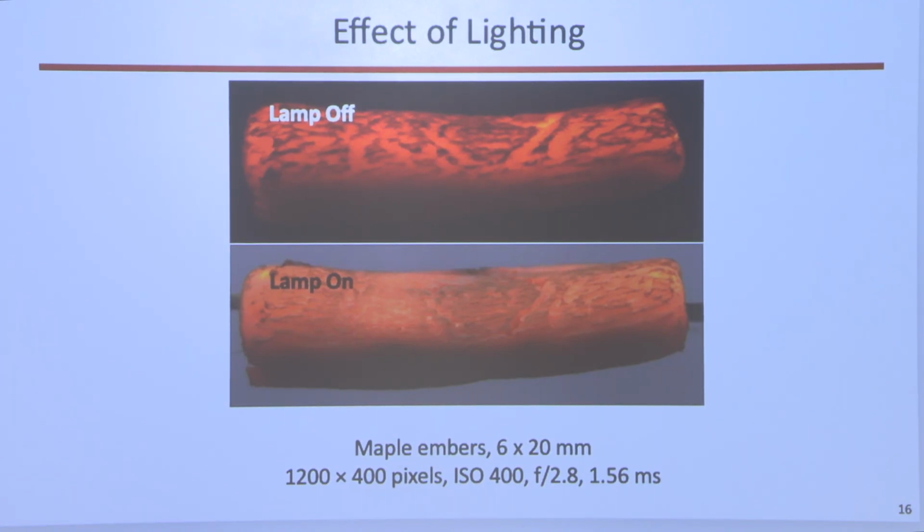Okay, again, these are maple embers. They're small, about the diameter of a pencil, 6 millimeters in diameter and 20 millimeters long. Here, we didn't have a million pixels to work with, but because of the aspect ratio, about 500,000 pixels. So in 1.6 milliseconds, take a picture of this ember, and you get 500,000 temperatures. It's really an impressive amount of data that you get with a $1,000 camera.